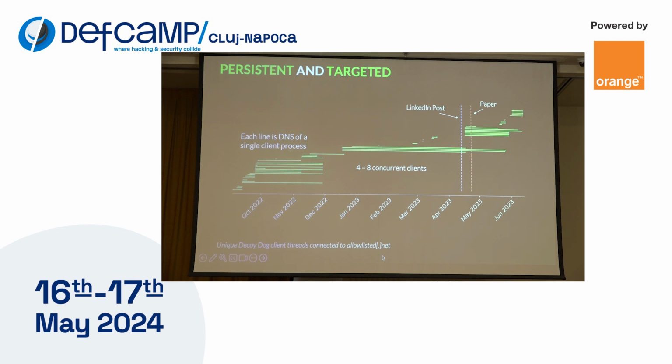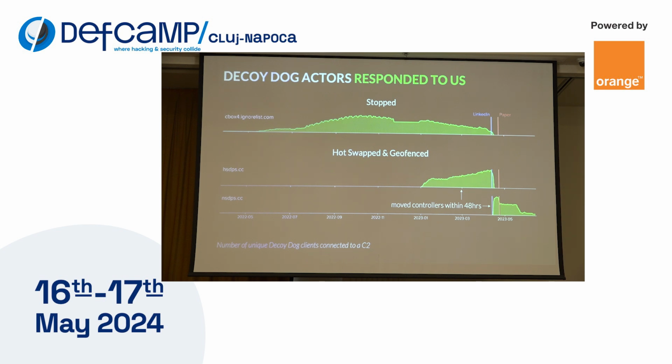And also, what we have seen is there was some reaction. Here it is better seen: after we published our research on the internet, on LinkedIn, on GitHub, there was some reaction by the threat actors. For example, they stopped completely using one of the domains. With another domain, for example here, they stopped communication on these ones and hot swapped C2 communication to another one within 48 hours after the research was published. So basically, threat actors are noticing what is published on the internet, and they might react.